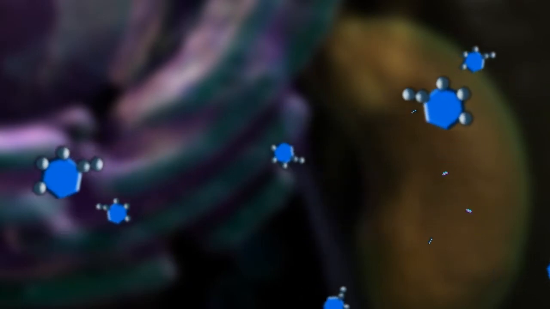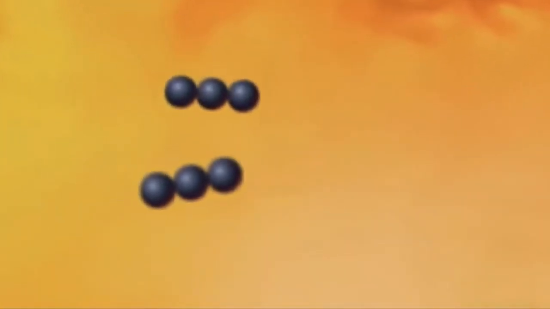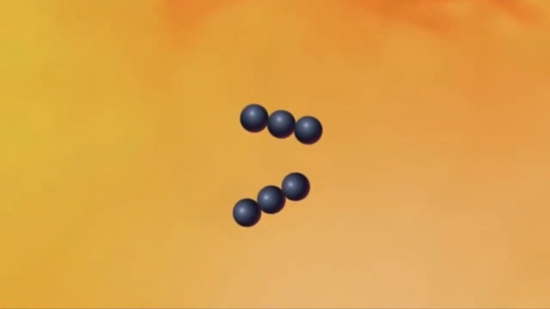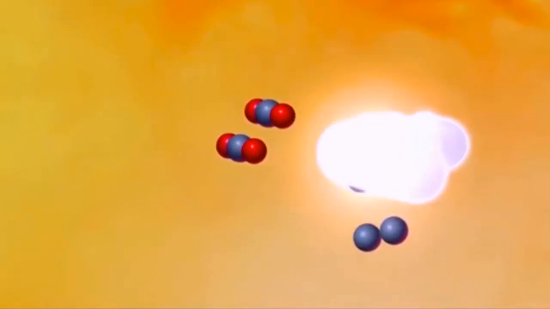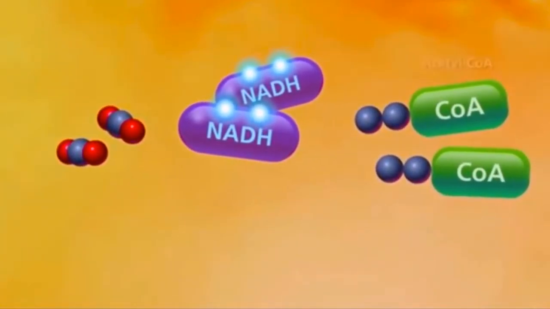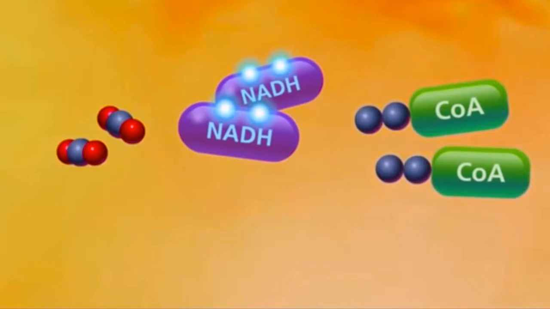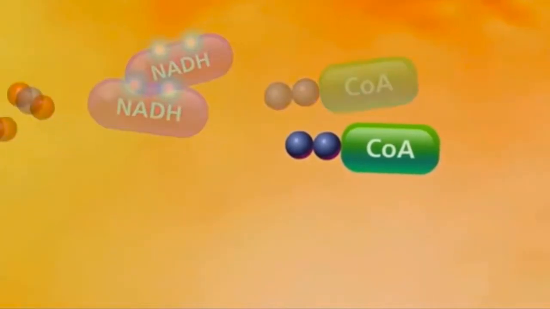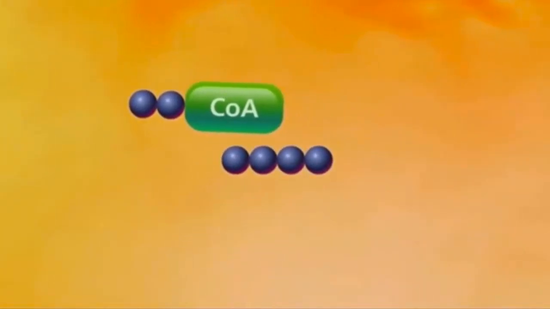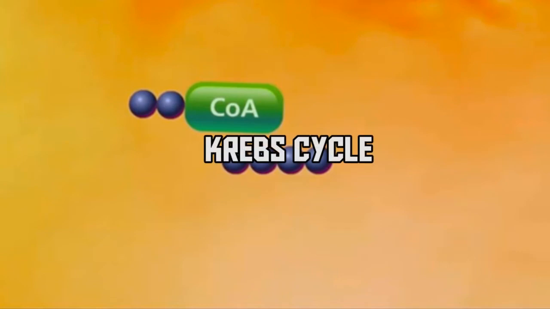The next stage of cellular respiration involves the movement of pyruvate into the mitochondria, where it undergoes oxidation. Each pyruvate molecule is converted into a compound called acetyl-CoA. In the process of pyruvate oxidation, electrons are transferred to NAD, producing NADH, and the carbon is lost, forming carbon dioxide. The next stage is the citric acid cycle, also called the Krebs cycle.